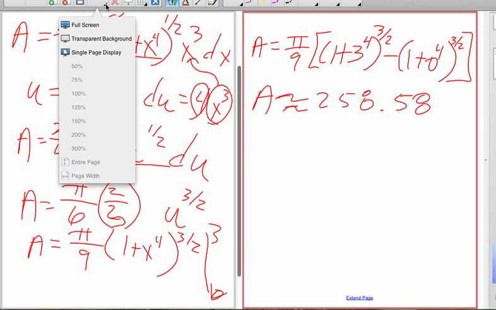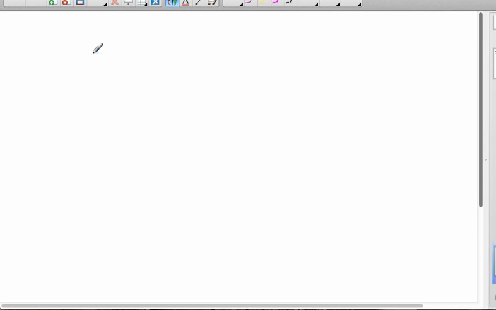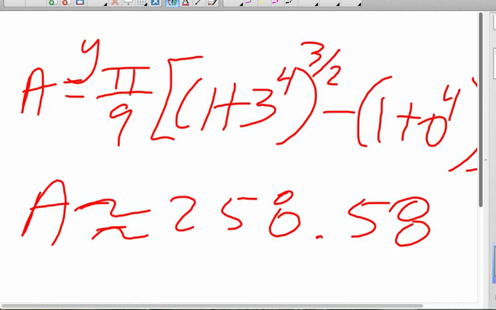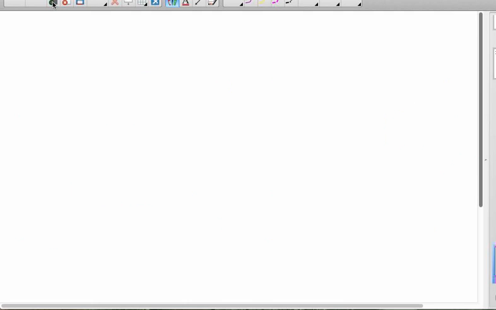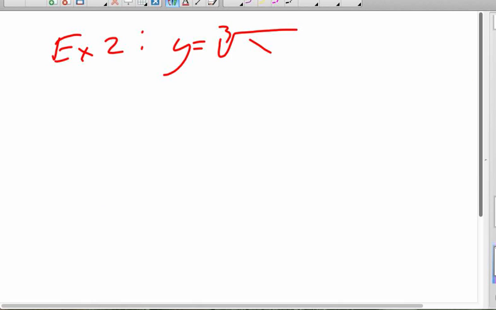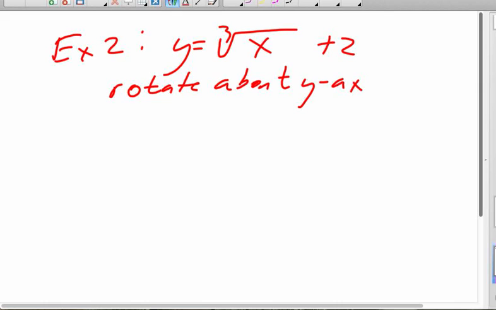Okay, let's do another example. One more example here. And this one, I'm going to rotate about the y-axis. So here's my second example. My y is going to equal the cube root of x plus 2. We're going to rotate about the y-axis, and we're going to work on the interval 1 to 8.